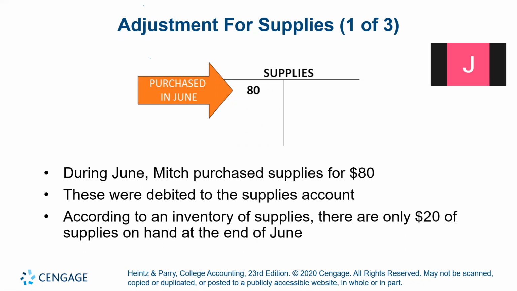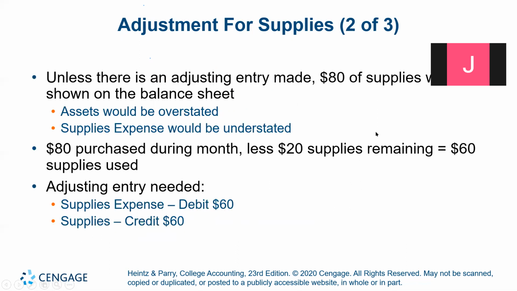That's an asset. Supplies are an asset. But according to the inventory at month end, we went out and we counted the supplies. There were only $20 worth of supplies left at the end of June. That tells us that we used $60 of supplies. We no longer have 80, we used 60. So we're going to have to write a journal entry.